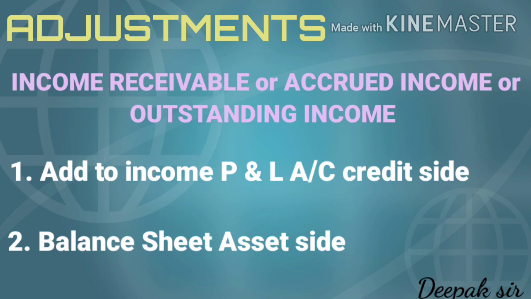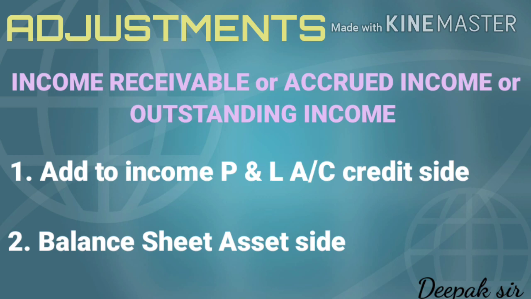asset side. So whenever it is given outstanding expenses, we have to add to expenses, second effect will come on the liability side. And if it is given income receivable, that is outstanding income, this also we have to add, but we have to add in profit and loss account credit side because income is given on the credit side. And the second effect will come balance sheet asset side.